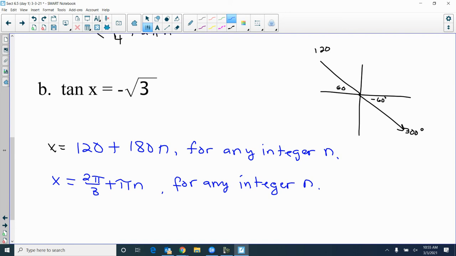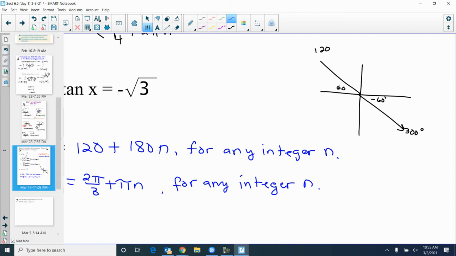All right, so you've got to be careful there. It says all solutions. Okay, it says all solutions. You've got to do that.